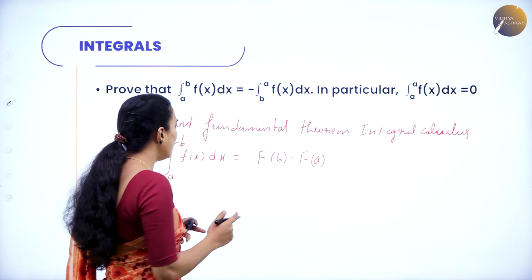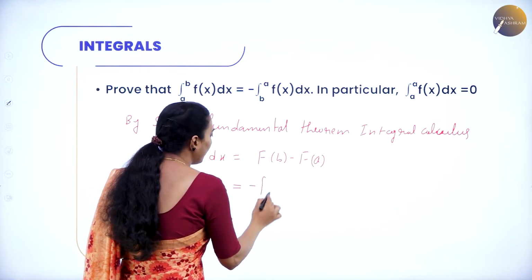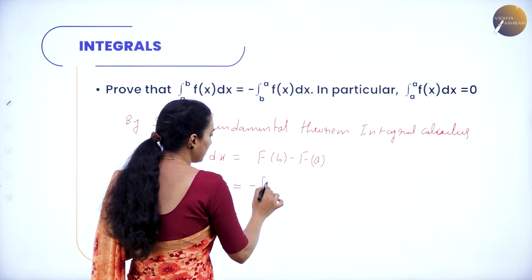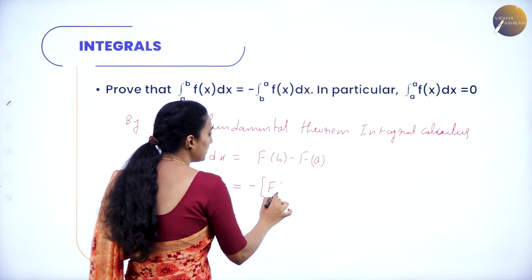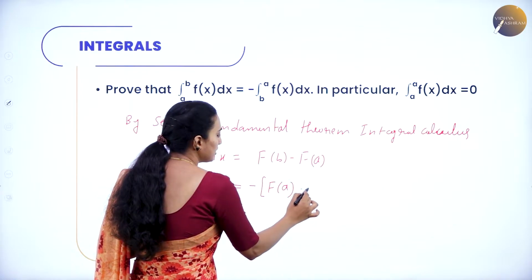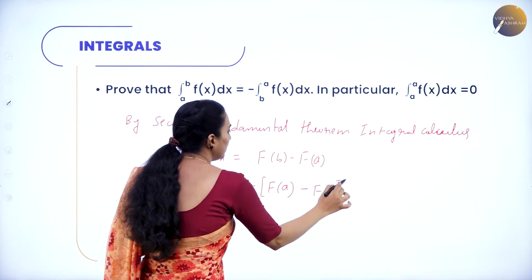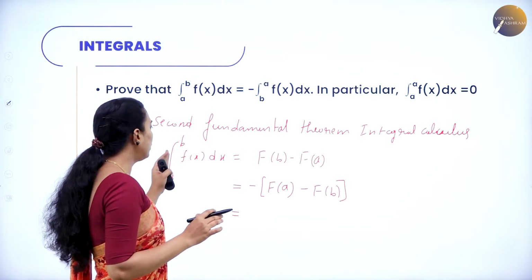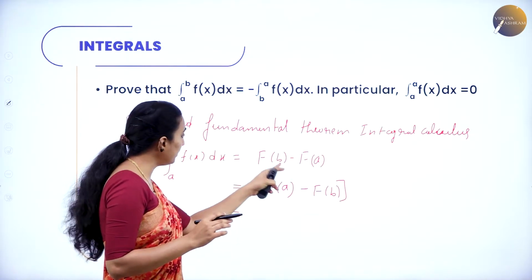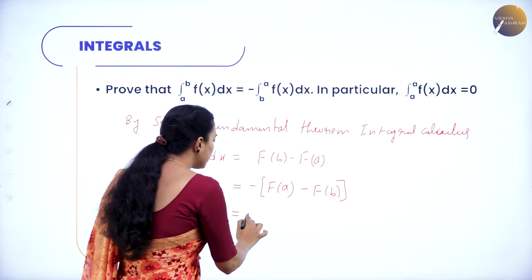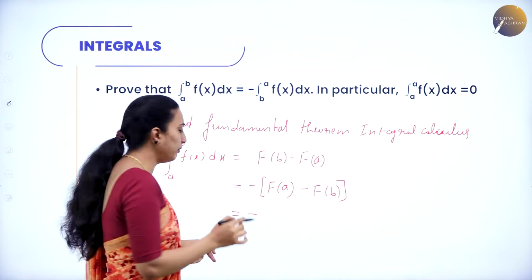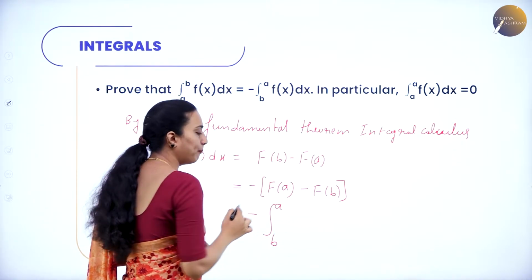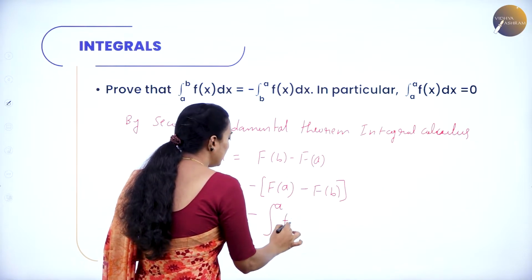Now here I can change this one as, which implies, minus of. If I am going to take the minus sign common, now I can write minus into plus is minus, right? Again minus into minus is nothing but plus. So therefore, integral a to b f of x dx can be written as f of b minus f of a. Therefore, minus f of a minus f of b can be written as integral b to a. Lower limit will be b because of the minus sign, and upper limit will be a, f of x dx.